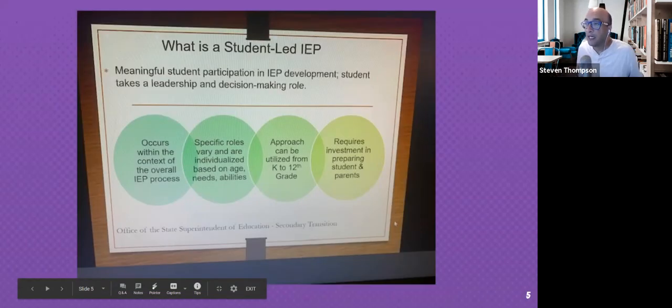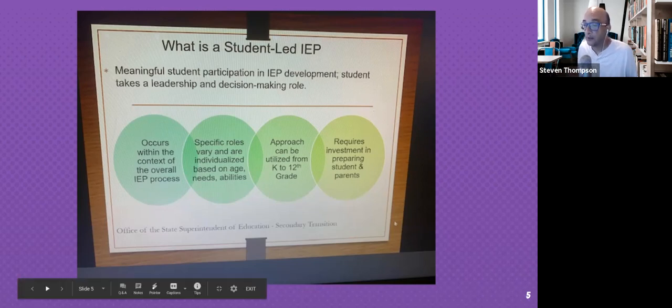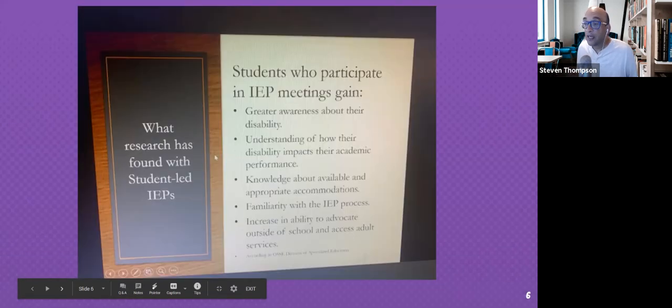They're talking about meaningful student participation in IEP development. The student takes a leadership and decision-making role, and there are several ways that we can do this. It occurs within the context of the overall process. They're very specific roles, and they vary based upon the individual, their age, their needs, and their abilities. And you can use this approach all the way from K to 12th grade. Now, it does require an investment to prepare the students and the parents to be in this process.